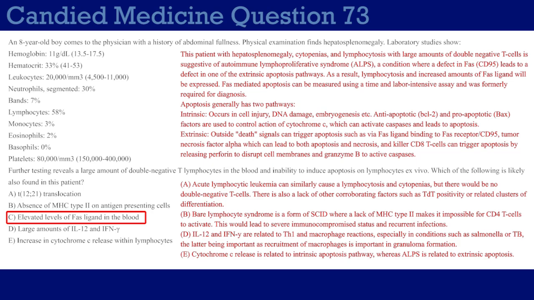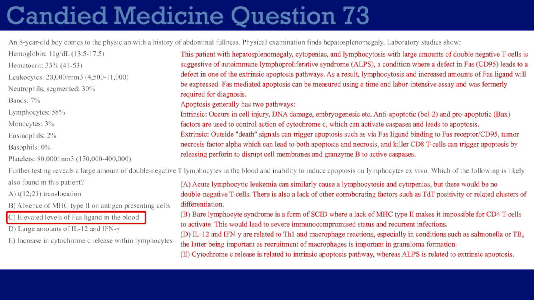So let's take a look at some of these other answer choices, because that was a little bit mean with some of these answer choices, especially choice A, 1221 translocation. Obviously, this is ALL, acute lymphocytic leukemia, which can look kind of similar to ALPS on a surface examination, because similarly, you might also have a lymphocytosis and cytopenias.